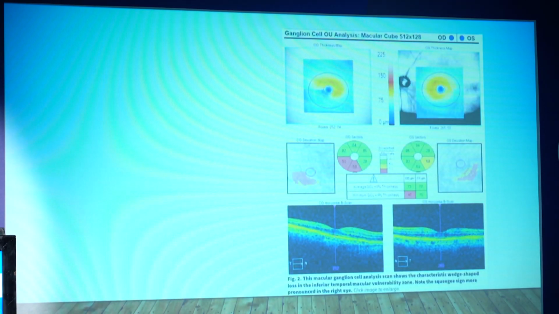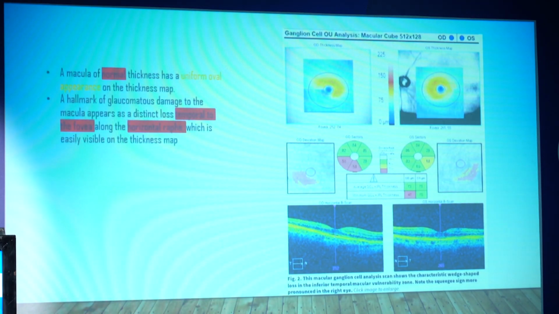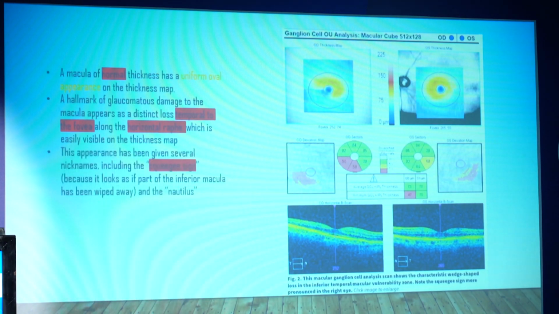So here we can see an image of the macular analysis, the ganglion cell, and generally it will have a uniform oval appearance if it is a normal eye. But in cases of glaucomatous damage, the hallmark is a loss inferotemporally, as we can see in the picture. This correlates with the deviation map, which is showing inferior thinning and also in the sectors in the right eye. This is known as the squeaky sign, and this horizontal line that we can see is the horizontal raphe.